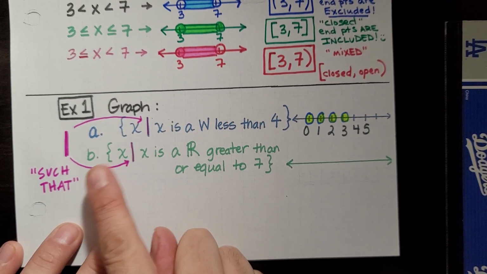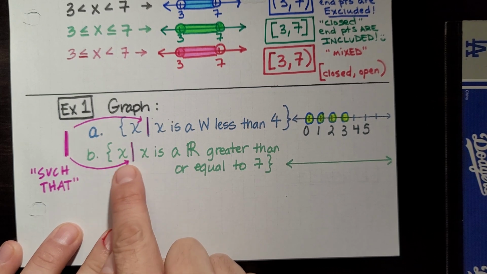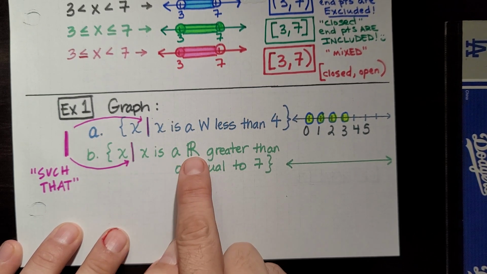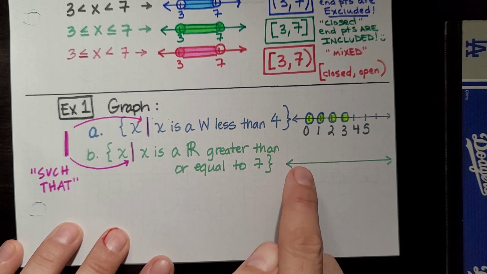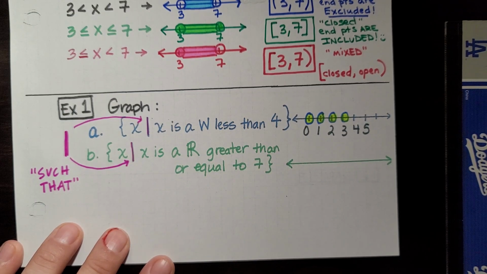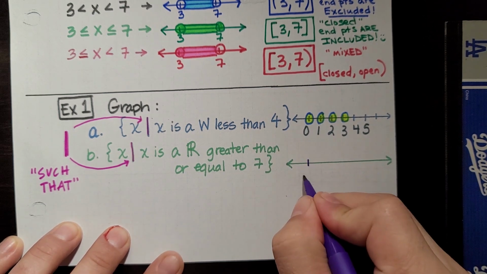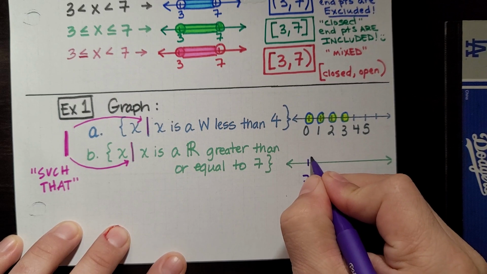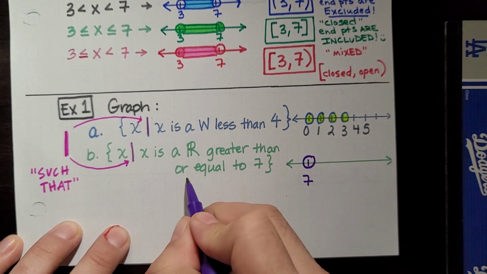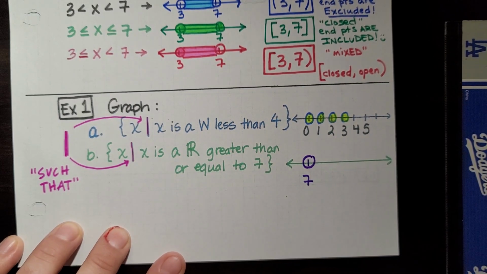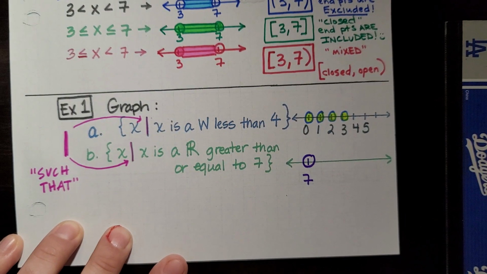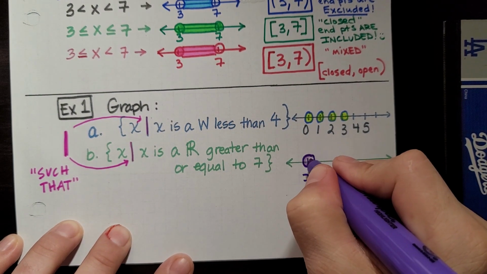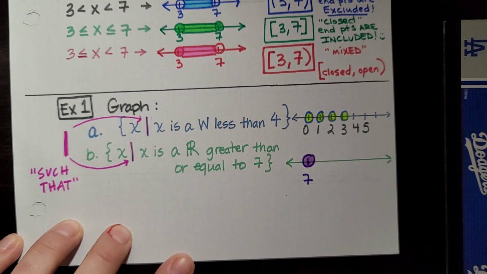Let's look at 1b. I need the set of x's such that x is a real number greater than or equal to 7. So it's going to start as small as 7. That's going to be the smallest value it'll ever be. It says or equal to, so I'm going to close that up. And then it says greater than or equal to.